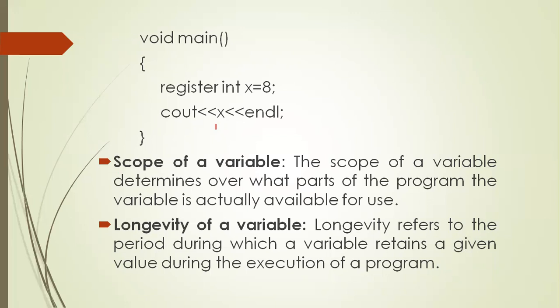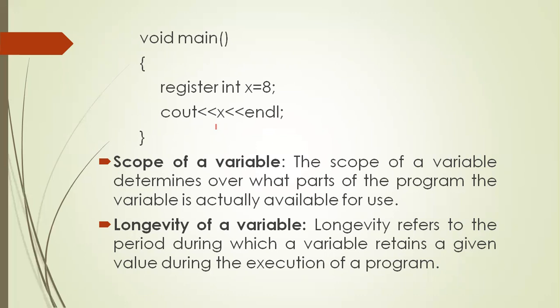So before concluding, I want you to define two more terms which are associated with a variable. One is scope of a variable, the other one is longevity of a variable. The scope of a variable determines over what part of the program the variable is available for use. If you declare any variable inside a function, then that variable is available for use only within that function. So the scope of such a variable is limited. If you declare some variable outside of all the functions, that variable is available for usage throughout the program. That means the scope of the global variable is more than the scope of the local variable.